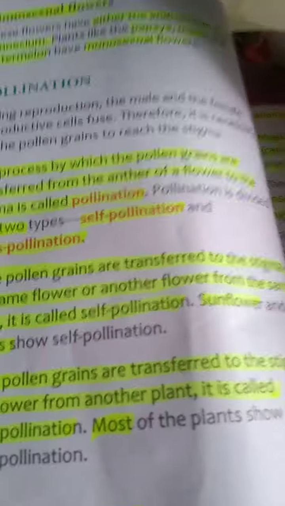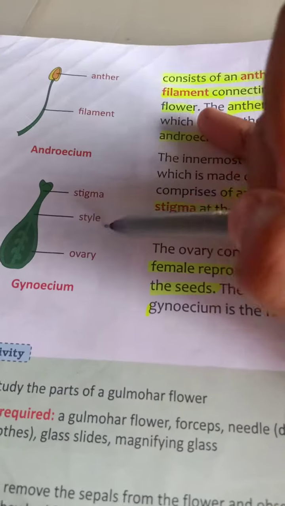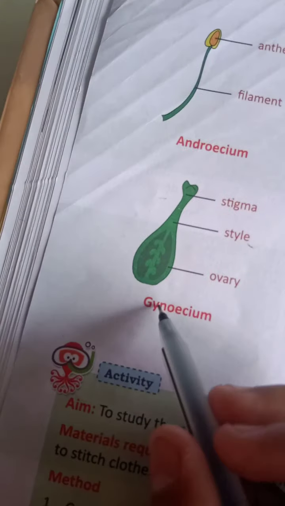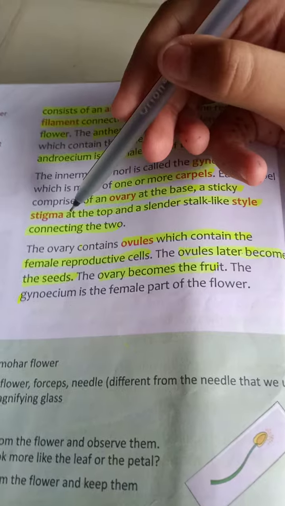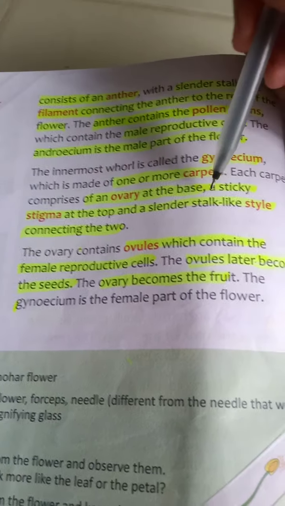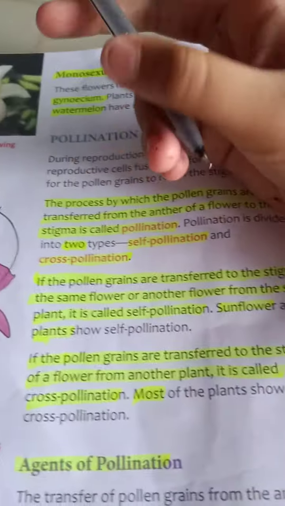Means that when reproduction occurs, it is very much necessary for the pollen grains to reach the stigma. And what is the stigma? It is the part of the gynoecium. Stigma, I told you, a sticky stigma at the top and a slender lock-like style connecting the two. So this is the stigma. Now let's see what it tells next.